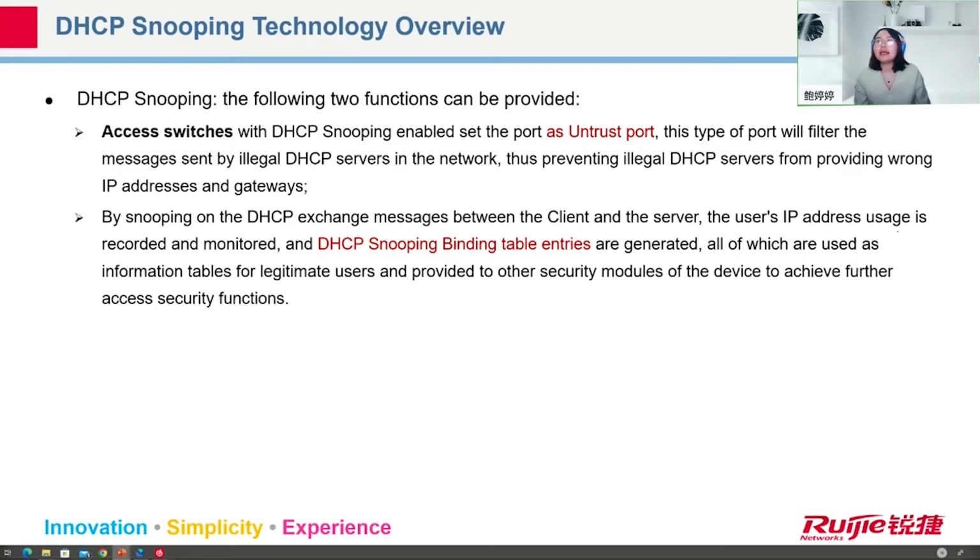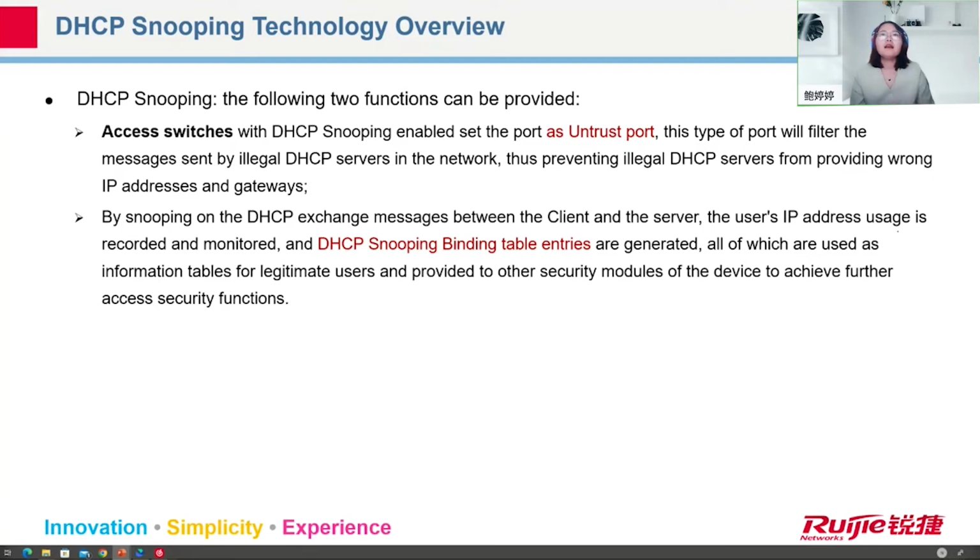So in this scenario, when the access switch receives the offer message, it only forwards the traffic from the trusted interface. All the other information from the untrusted interfaces it will directly discard. So this is the function if we enable snooping on the access switch. In this scenario, the PC will only receive the correct offer message, and finally it will get the correct information from the normal DHCP server. So this is the first function of DHCP snooping.